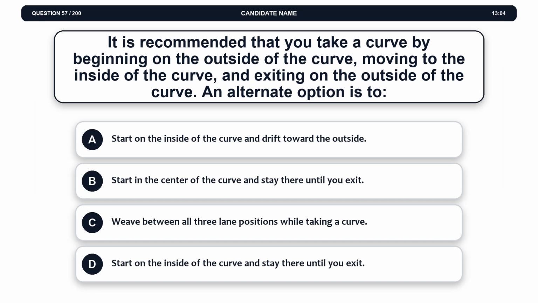Question 57. It is recommended that you take a curve by beginning on the outside of the curve, moving to the inside of the curve, and exiting on the outside of the curve. An alternate option is to: Option A, start on the inside of the curve and drift toward the outside. Option B, start in the center of the curve and stay there until you exit. Option C, weave between all three lane positions while taking a curve. Option D, start on the inside of the curve and stay there until you exit.